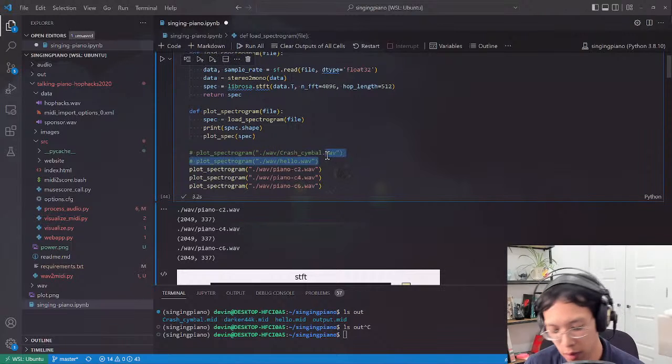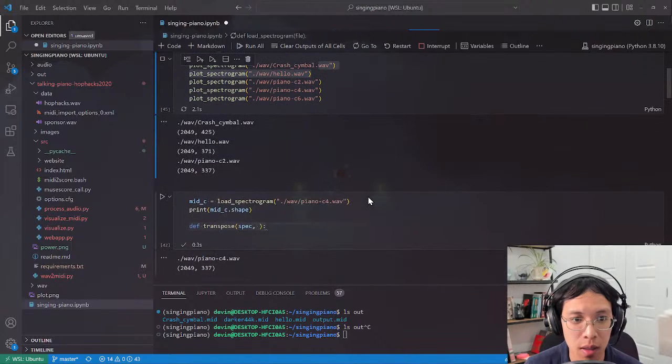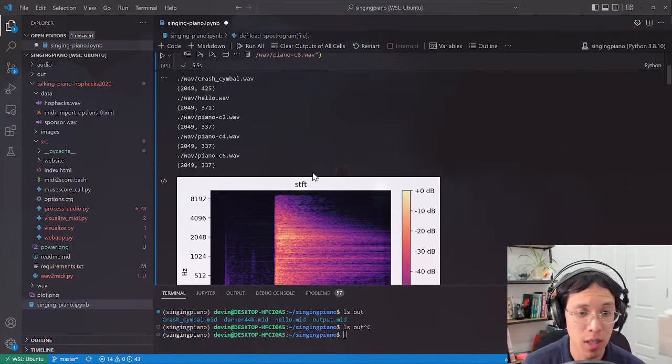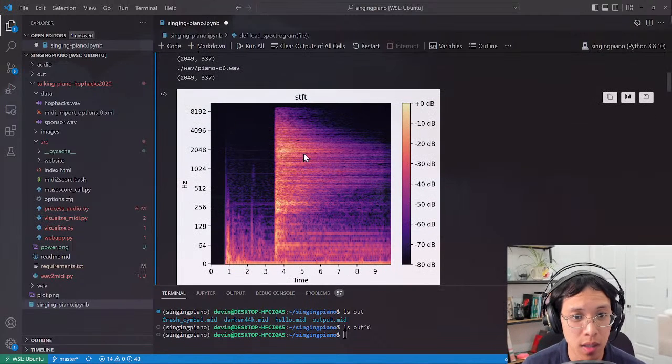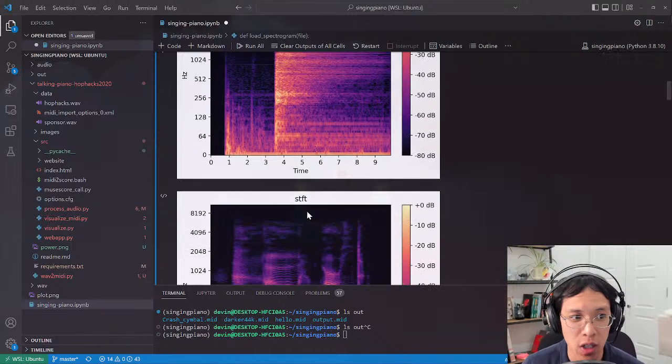So for example, I have hello and crash cymbal here. These are 2 sound bites that I pulled, one from the internet, the other is me saying hello from last week. So here's a crash cymbal. You can see there's just kind of noise everywhere, right? That's because a crash cymbal creates white noise. So almost everything is just a wash, right?